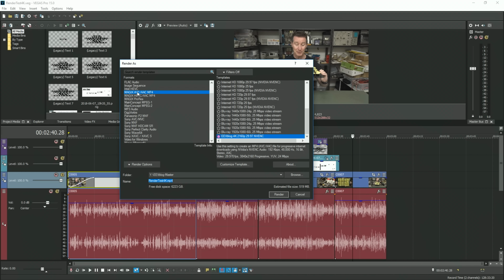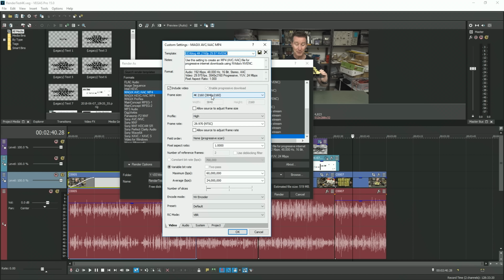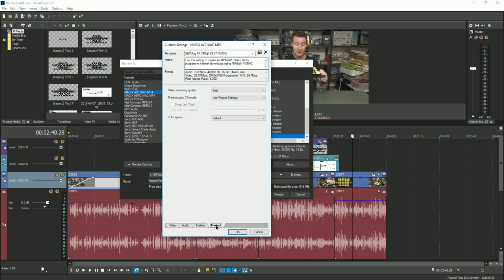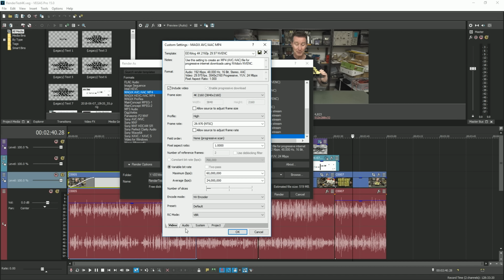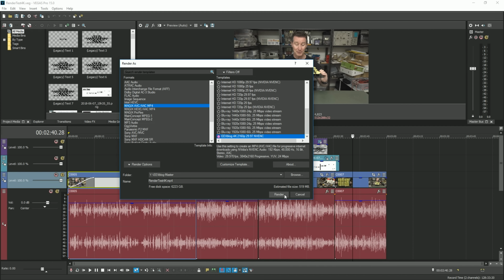So anyway, I'm going to use the Magix AVC encoder, 4K. And let's have a look. So we're rendering at 4K. I'm going to do the maximum bitrate because I'm recording in 60 megabits per second. So why not actually export at a peak maximum of 60, but I'm going to have an average rate of 24, and I've done this on my old dual Xeon machine. I'm using the NVENC encoder, which is the GPU encoder inside the NVIDIA chipset. Variable bitrate, audio 192. We're doing best video rendering quality, all that sort of jazz. So we can actually now run that.